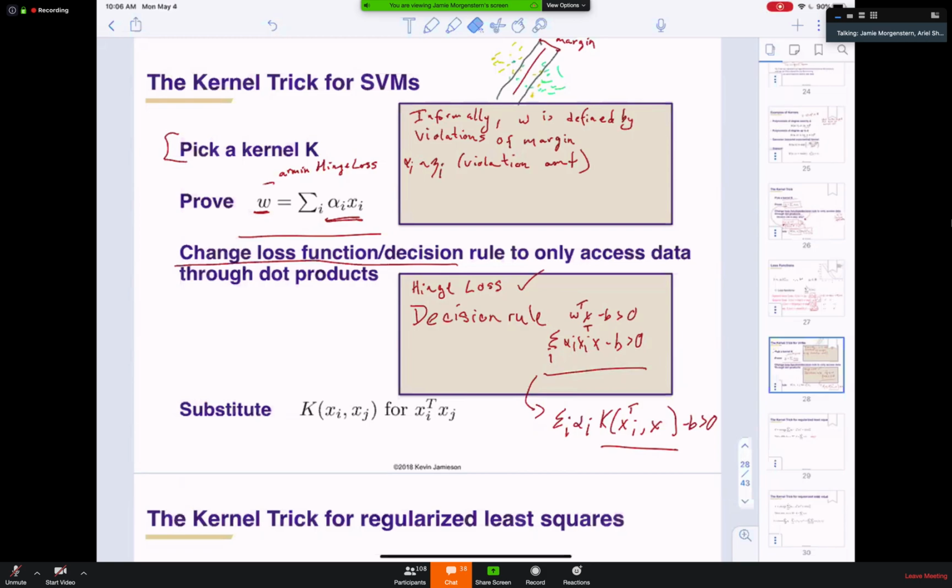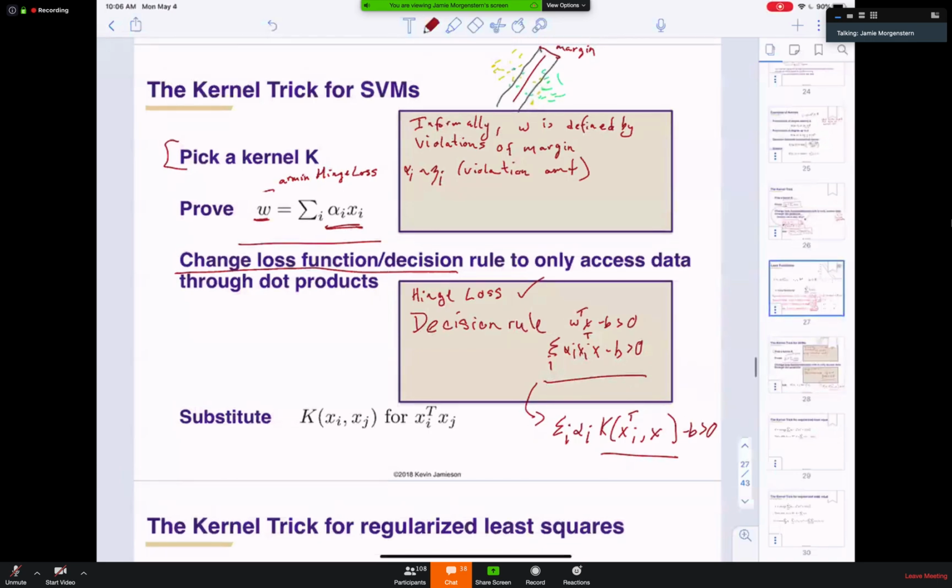This may be kind of a dumb question, but I don't quite get the difference between a kernel and the map phi. Some kernel K is a kernel for a map phi. Could you just quickly explain that again? Sorry. Sure.